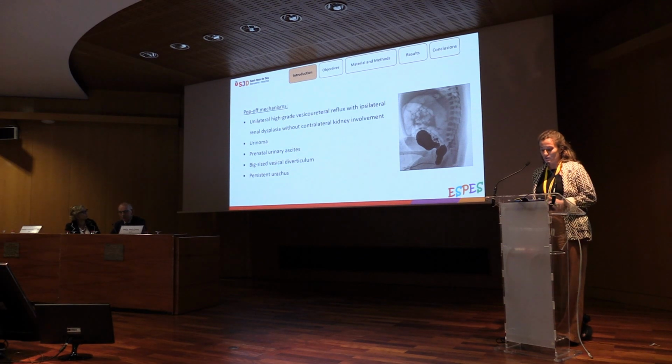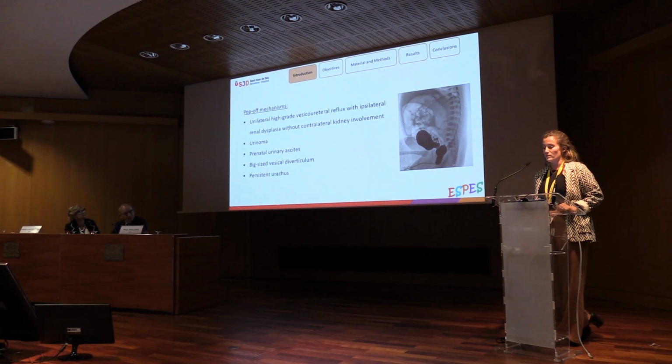Okay, as you all know, chronic kidney disease is one of the main comorbidities in these patients with posterior urethral valves. Classically, pop-off mechanisms have been described to be protective of renal function. We can define them as unilateral high-grade vesicoureteral reflux with ipsilateral renal dysplasia with a contralateral kidney involvement, urinoma, prenatal urinary ascites, big size bladder diverticulum, and persistent urachus.